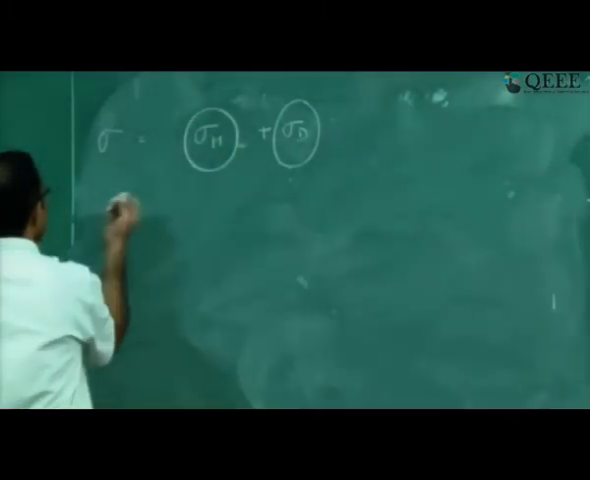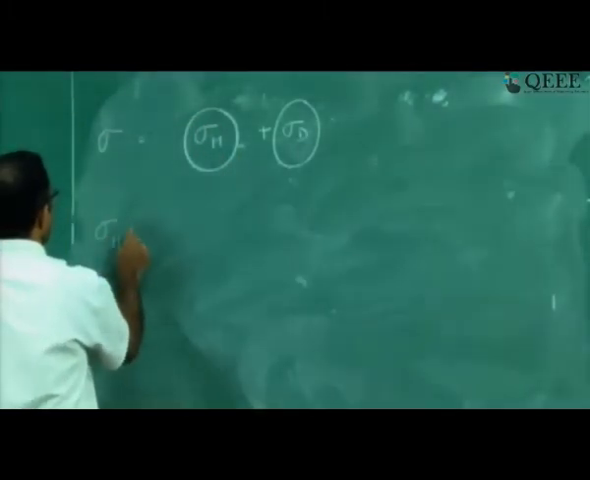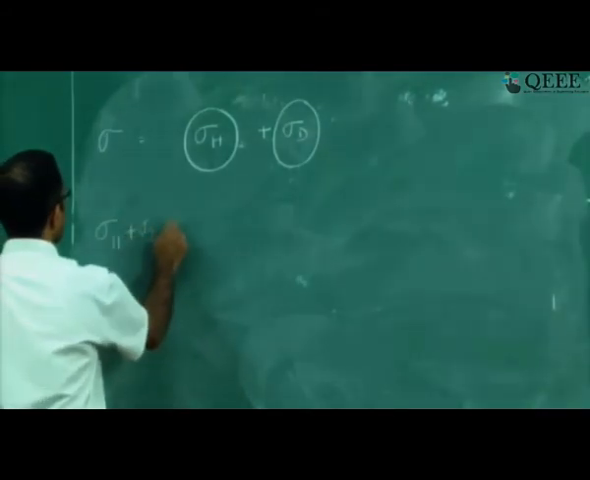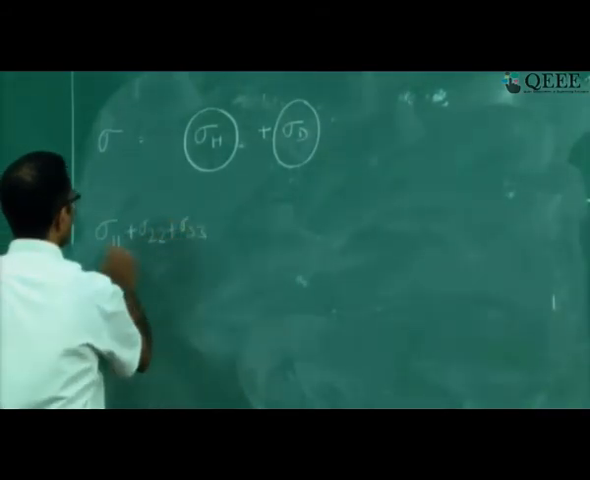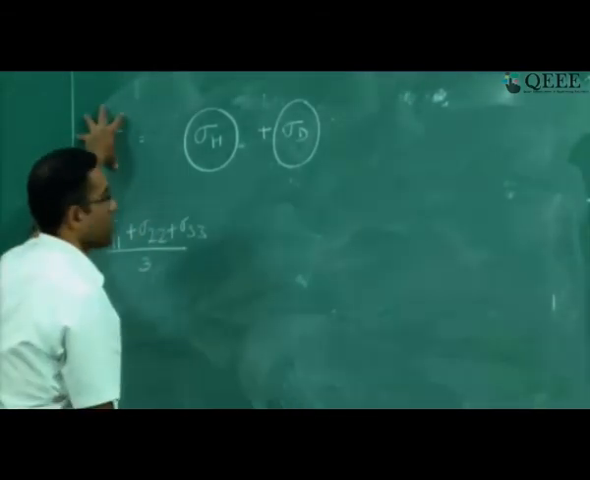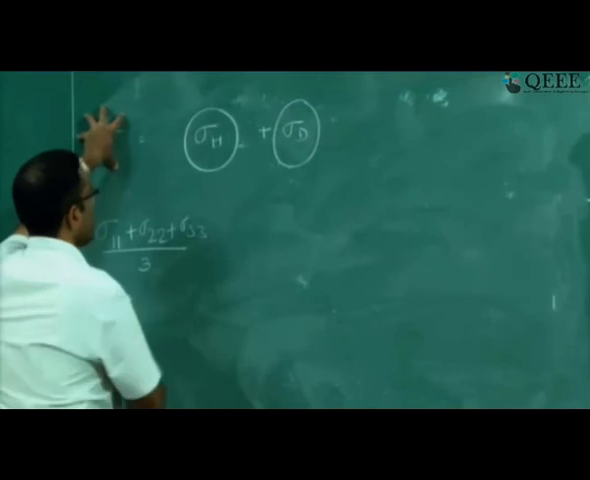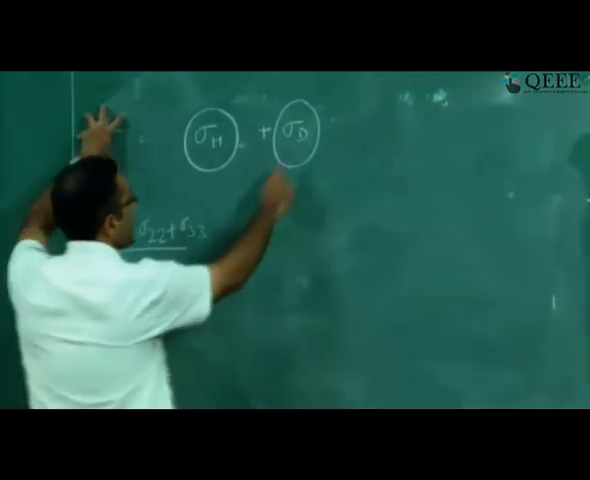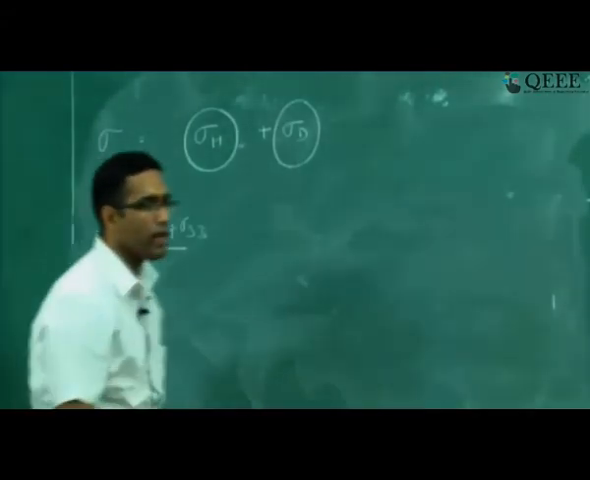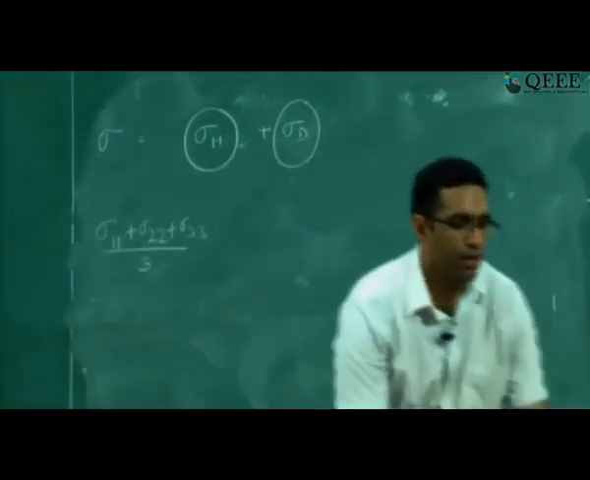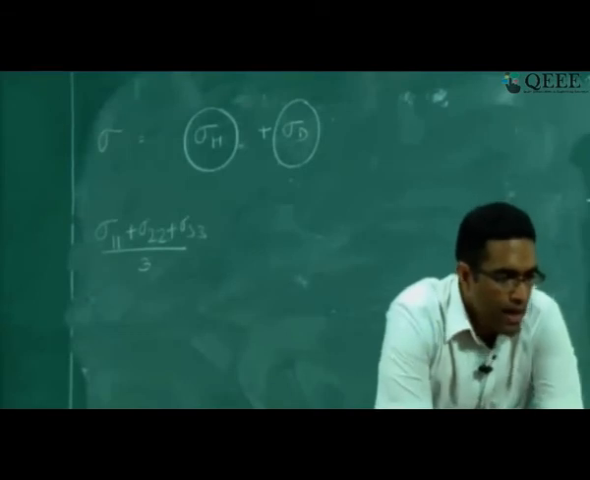Hydrostatic means you know what it is. It's nothing but sigma 11 plus sigma 22 plus sigma 33 divided by 3. So from the total stress tensor, if you subtract out the hydrostatic component, you will get the component called the deviatory component. You can take a look at this in slide number 11.